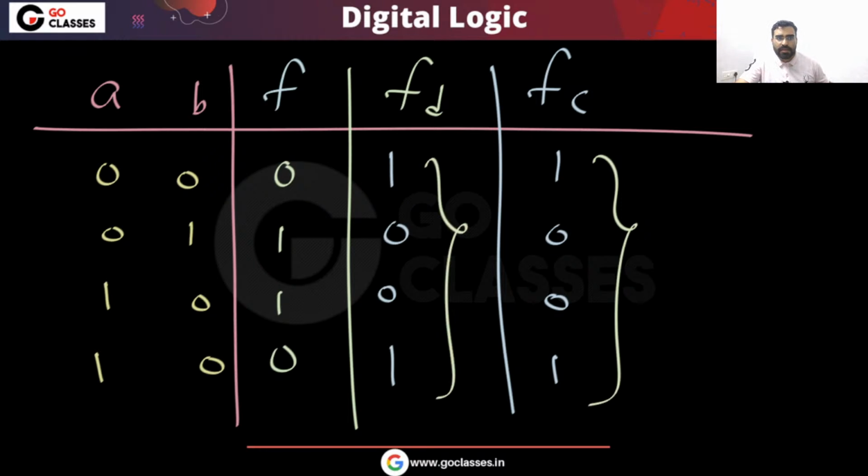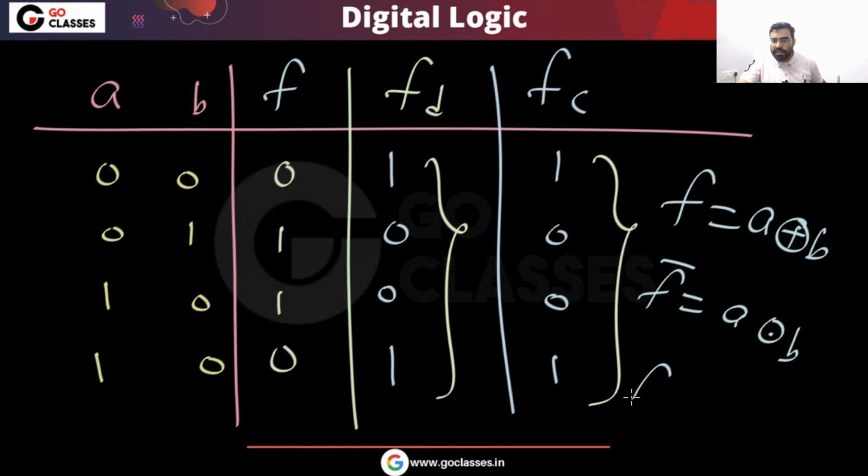Okay, you can check. For this function, what is this function f? This function is a XOR b. F is a XOR b. For this function, the complement is a XOR b and the dual is also a XOR b. Okay, for this function, the complement is also a XOR b and the dual is also a XOR b.